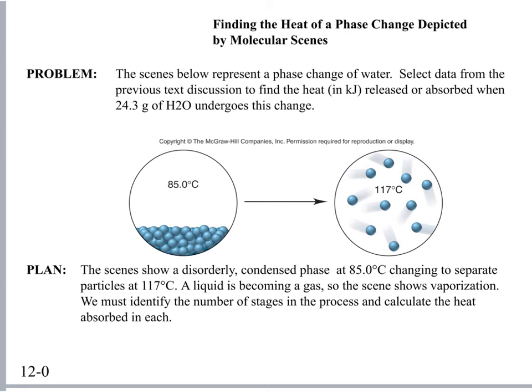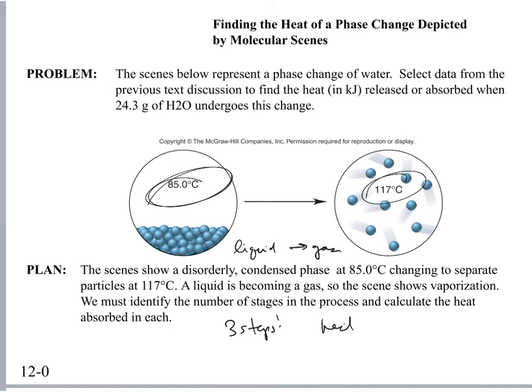The scenes below represent the phase change of water. Select data from the previous text discussion to find the heat released or absorbed when 24.3 grams of water undergoes this change. So here we have a liquid going to a gas. Notice that you started at 85 degrees Celsius and ended up at 117. So you've got a variety of things to do here because they're talking about water. You've got 3 steps in order to solve this problem.